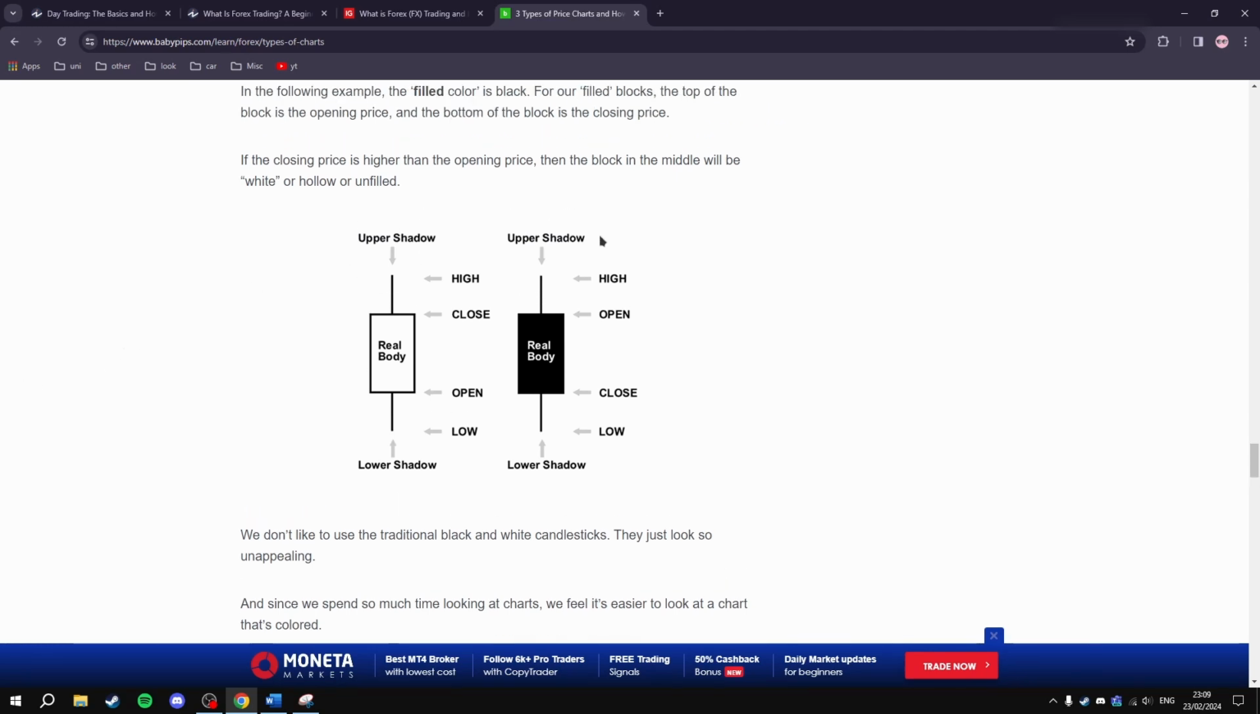So, upper shadow, right, I don't even know what upper shadow means. So high, same, low, still the same, it's just the open and closing that's different. So if the opening price is higher than the closing price, then you shade it in. If it's not, then you don't shade it in.